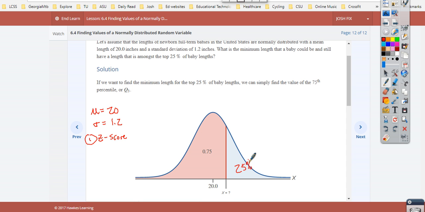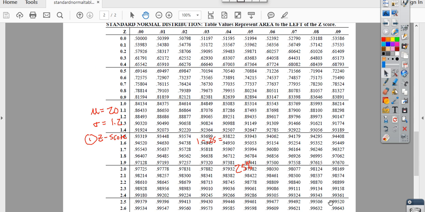So we know 25% is up here. We want to find that x value that separates that 25% from the lowest part. To find that lower part, we take 1 minus 0.25, and we find out that we have 0.75 or 75%. With that, we take that and we have to go to our table. They've been using their calculator, but we're going to go to our table, and from our table we're looking for 0.75.